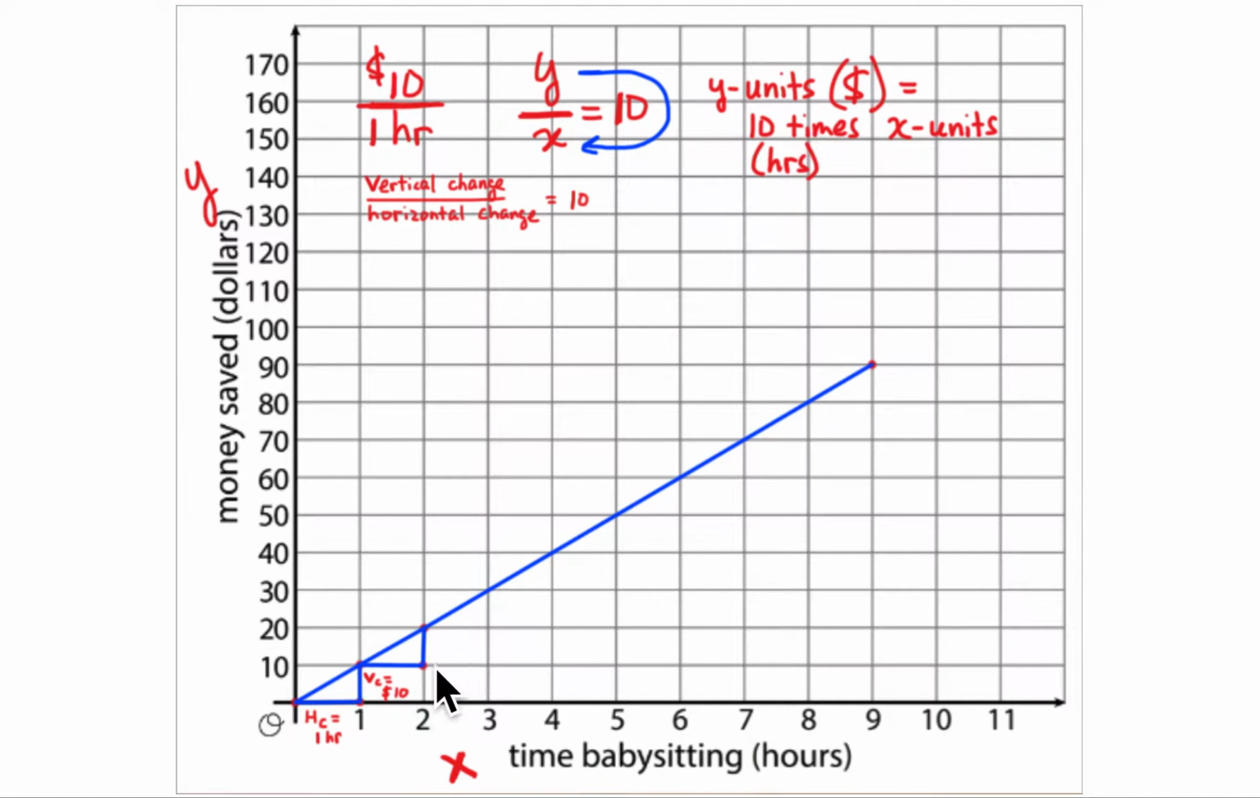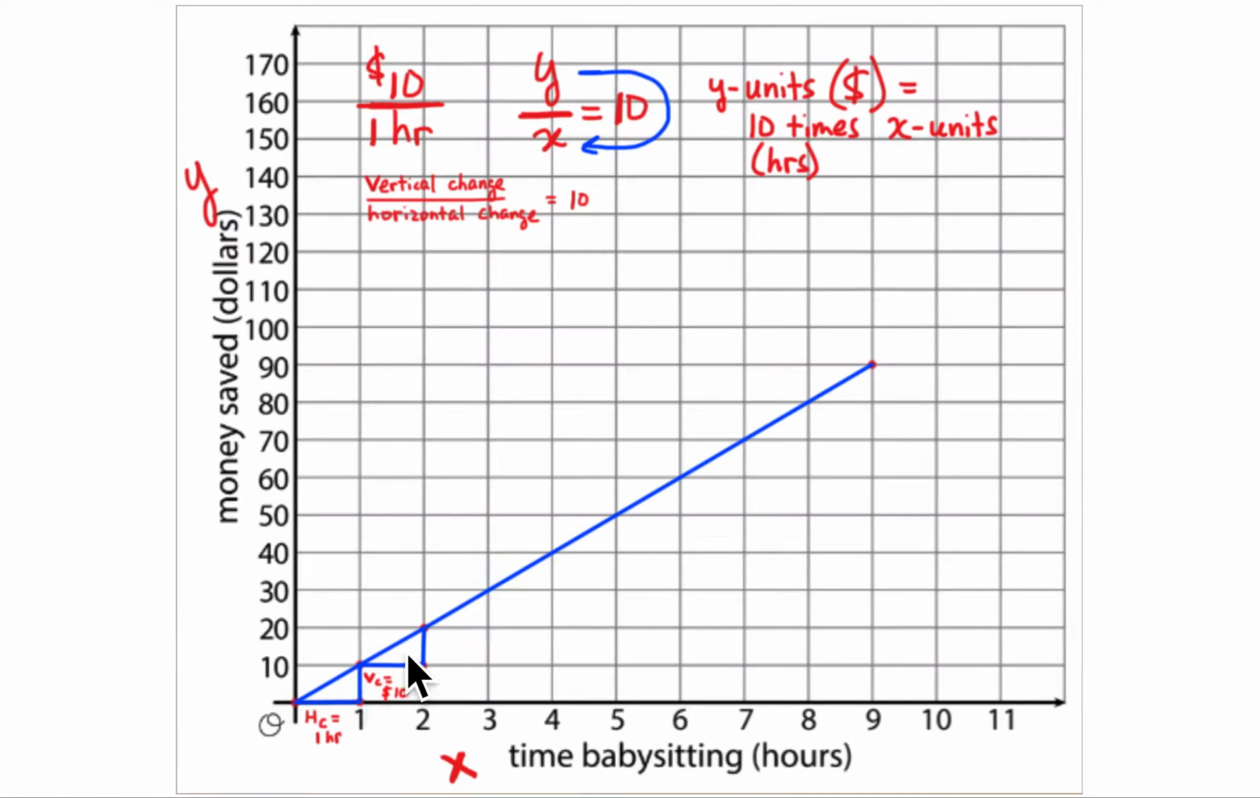So the graph looks like this. And the horizontal change is 1 hour. The vertical change is 10. It's $10, or it's 10 units. Horizontal change 1 unit, vertical change 10 units. So the slope is 10, and notice it's that 10 that keeps repeating.